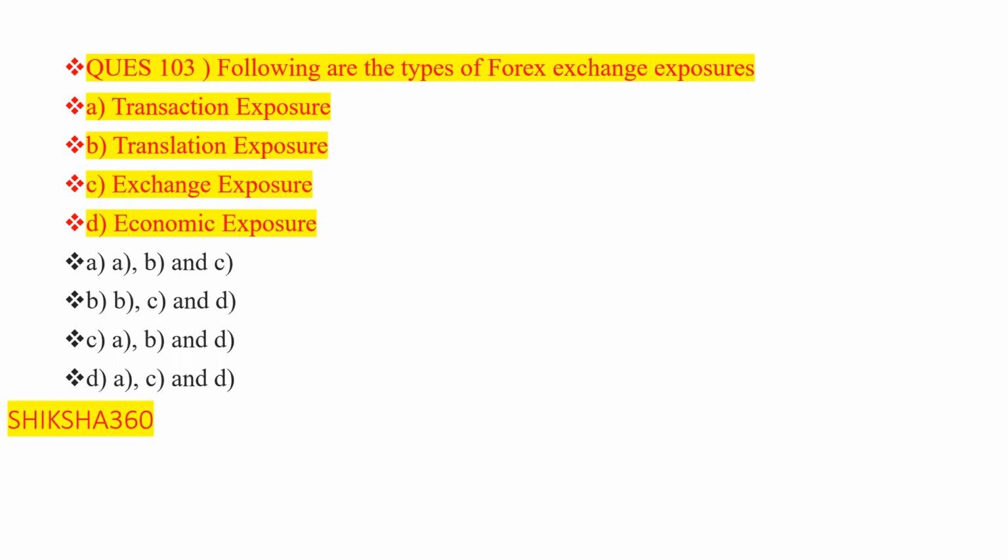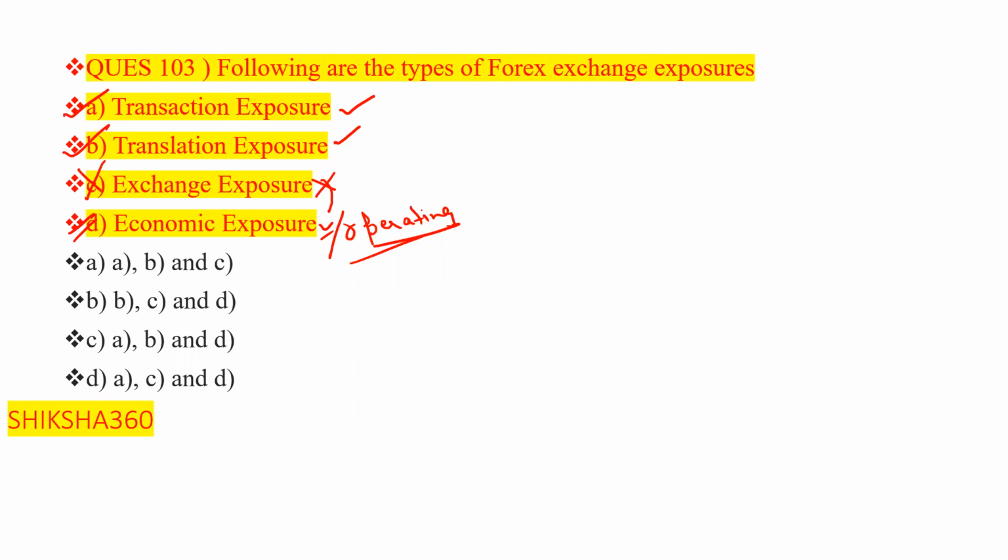Transaction, is it one of the types or not? Yes, this one is the answer. Translation exposure, this one is also the answer. Sometimes we get confused between them. It is either economic exposure or operating exposure, not exchange exposure. So A is correct, B is correct, C is not correct, D is correct.